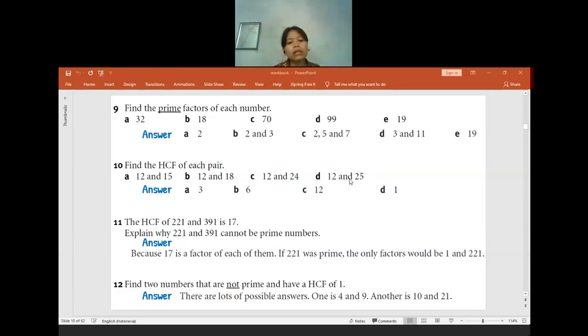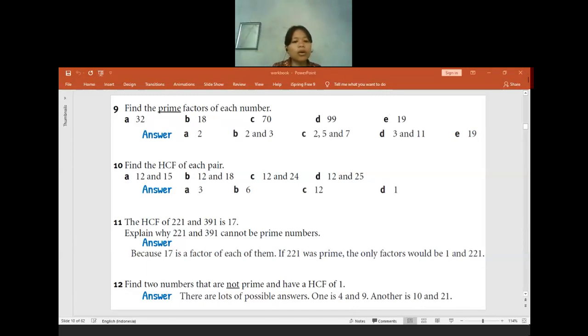The prime factors of 18 are 2 and 3. The prime factors of 70 are 2, 5, 7. The prime factors of 33 are 3 and 11. The prime factor of 19 is 19 only.